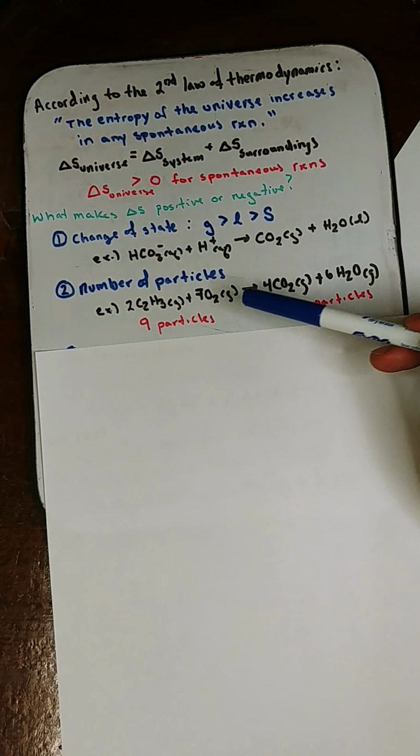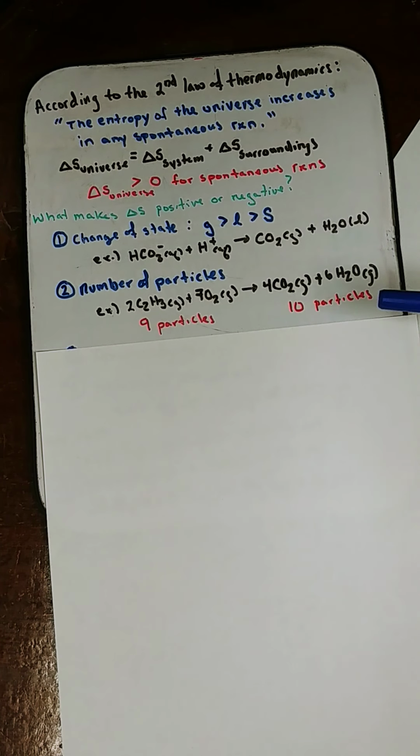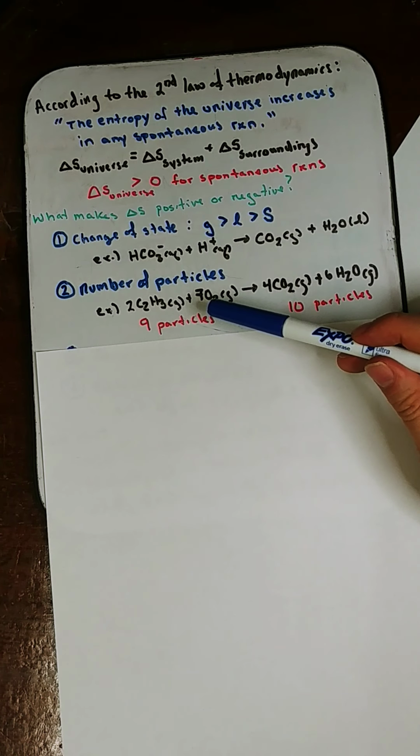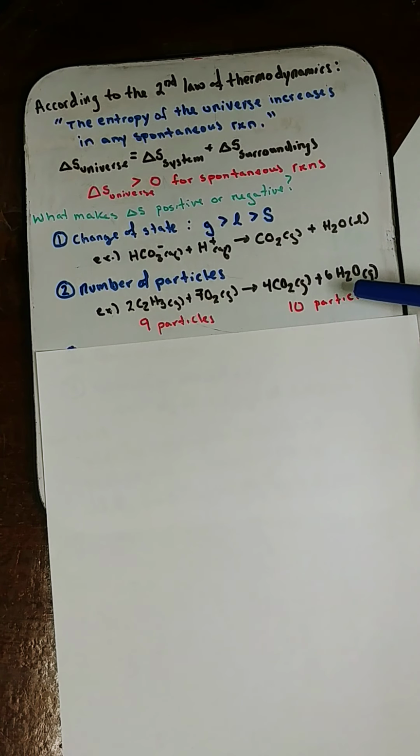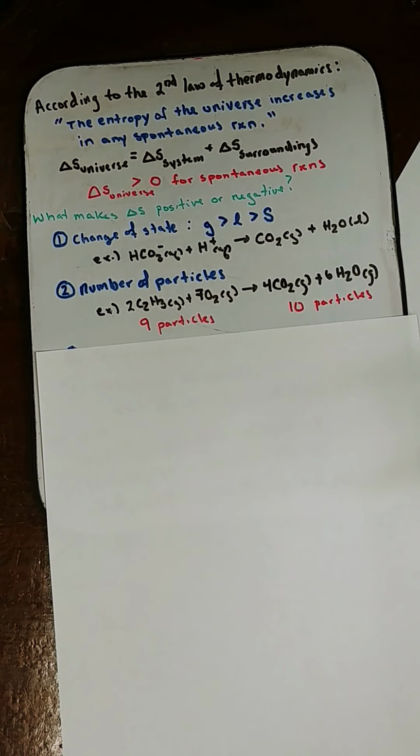So since these are all in the same phase, they're all in the gas phase, the side that has more particles is going to be more disorganized. So the entropy of the products is greater than the entropy of the reactants. So as this reaction progresses, delta S is positive. There is an increase of entropy in this reaction because I've increased the number of particles.